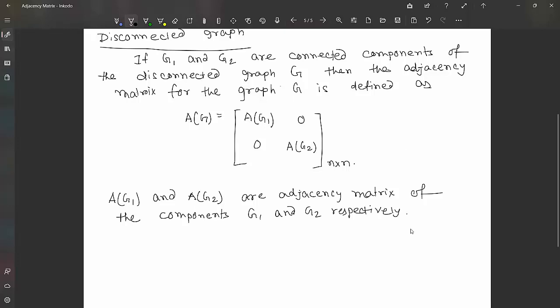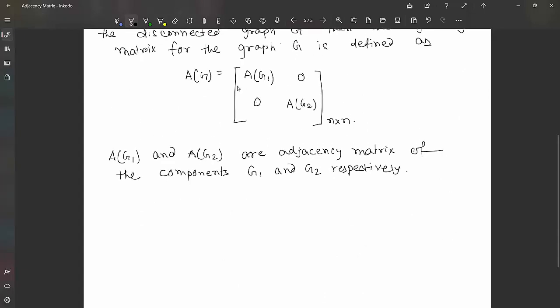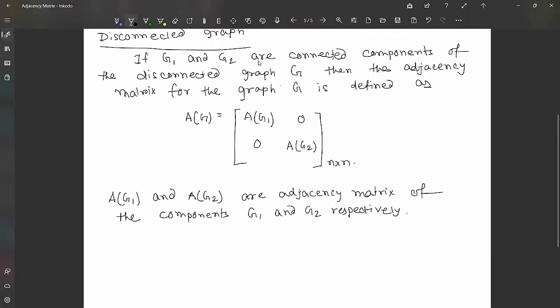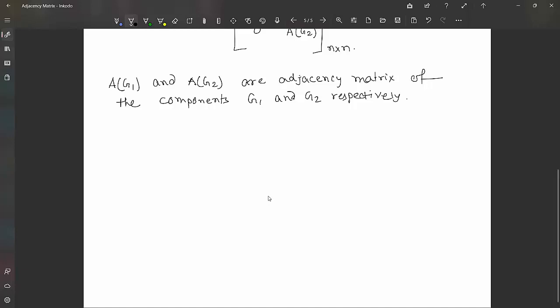So first we will calculate the adjacency matrix for both G1 and G2 using this rule. After that we assemble these two matrices diagonally just to produce the adjacency matrix for the disconnected graph G. So this is the method and it is the same as the previous method. So just take one or two examples to understand the process.